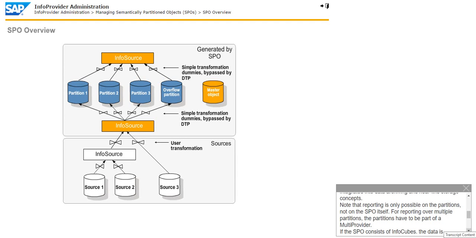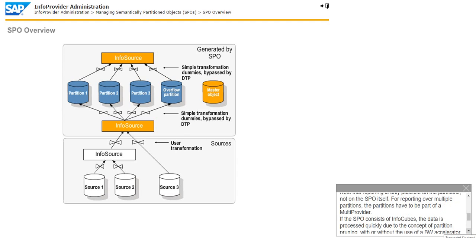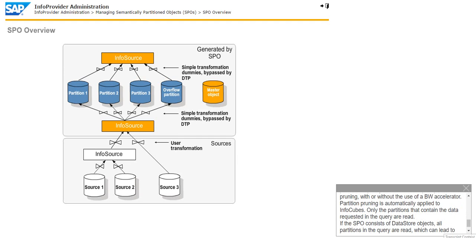If the SPO consists of InfoCubes, the data is processed quickly due to the concept of partition pruning, with or without the use of a BW accelerator. Partition pruning is automatically applied to InfoCubes. Only the partitions that contain the data requested in the query are read. If the SPO consists of DataStore objects, all partitions in the query are read, which can lead to performance problems.